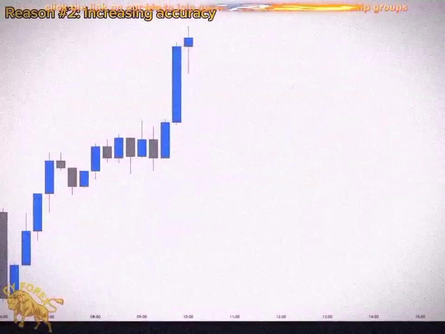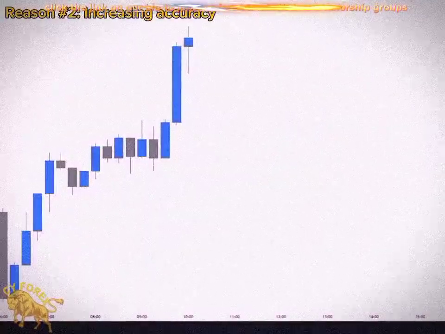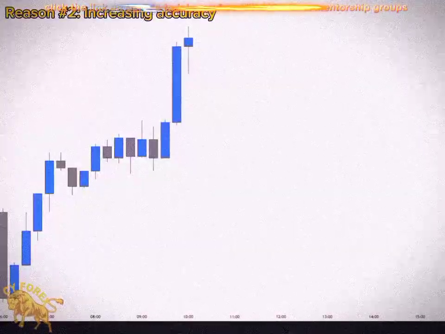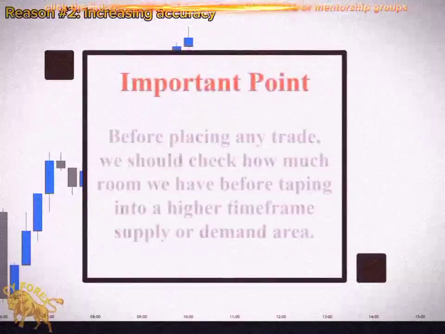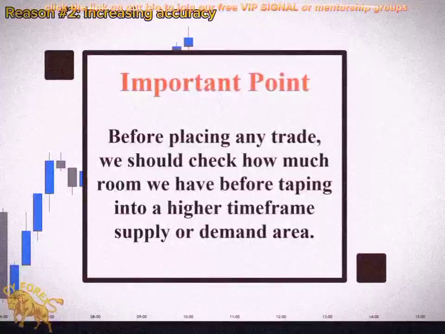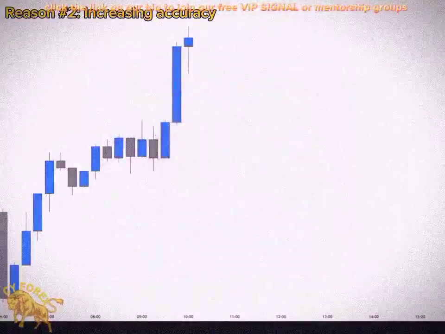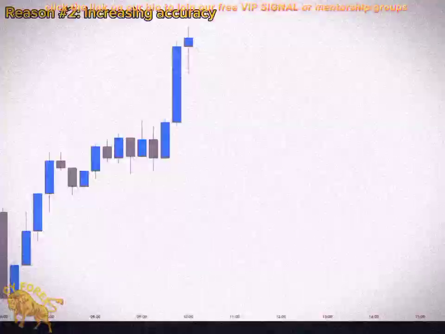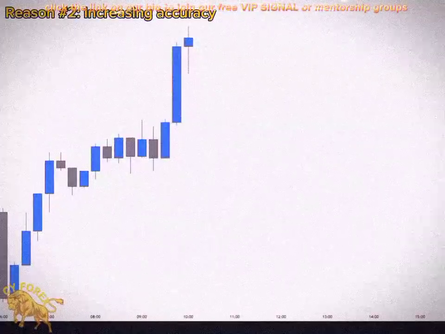So analyzing the bigger picture helps you to enhance your ability to take more precise and confident entries. Number 2. Increasing accuracy. A minor reaction to a higher time frame key level can be a significant trend change in the lower time frames. So before placing any trade, we should check how much room we have before tapping into a higher time frame supply or demand area. This will help us understand how to set our targets, stop losses, and avoid losing trades.